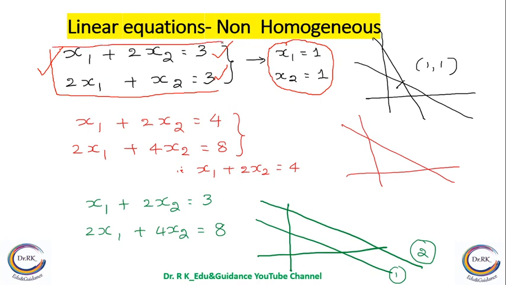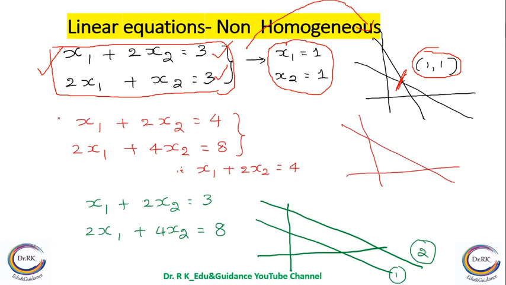So if we try to understand this geometrically, this is a straight line, this is a straight line. If we plot like this, these two straight lines intersect at the point (1, 1), which is the solution. Only one solution, that is one point at which these lines intersect.